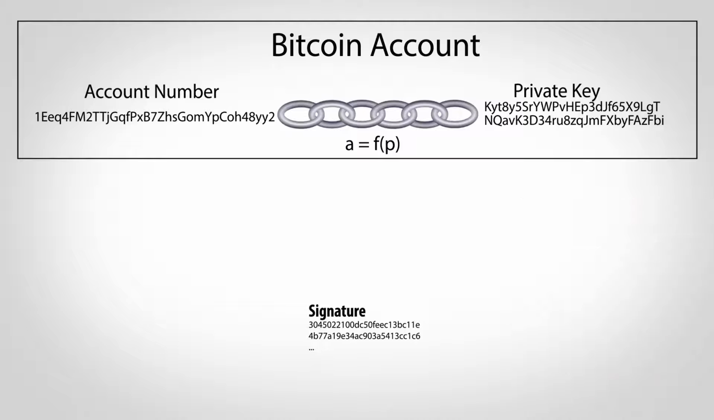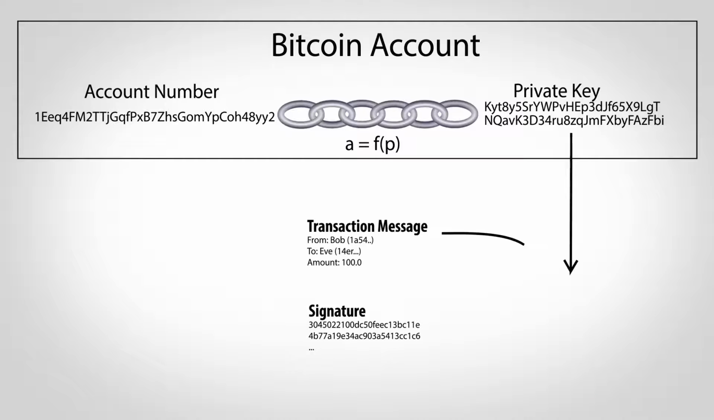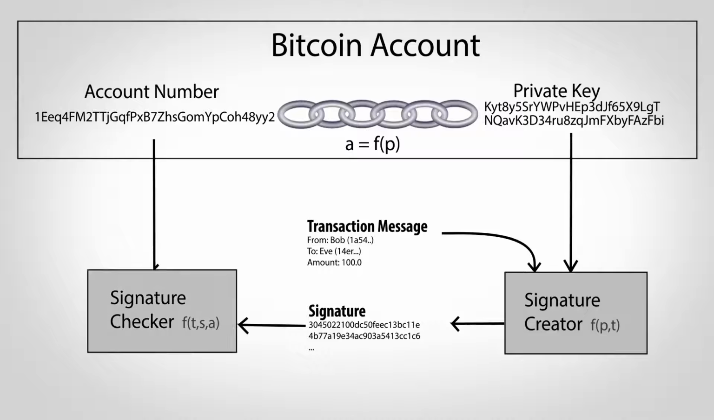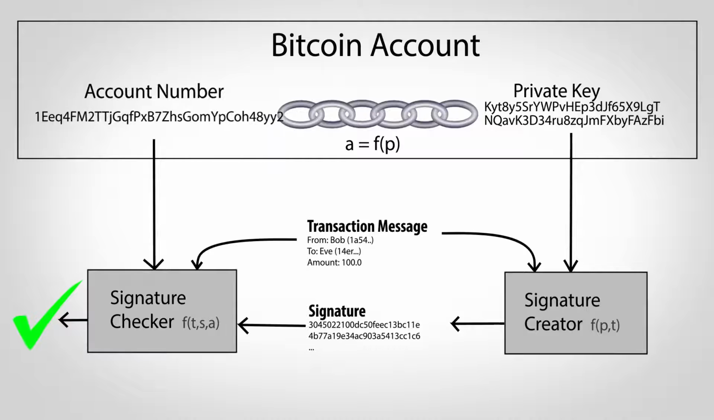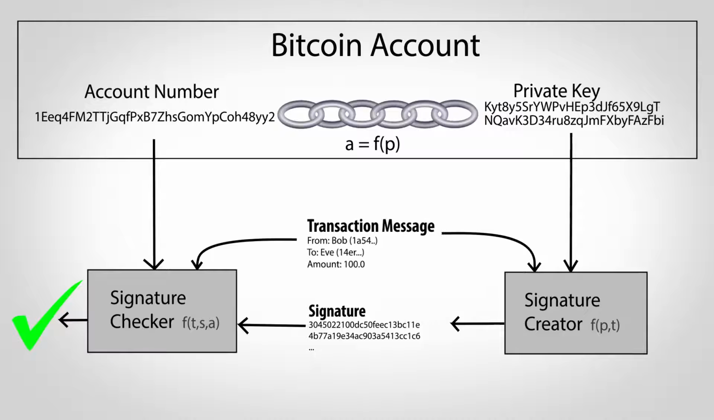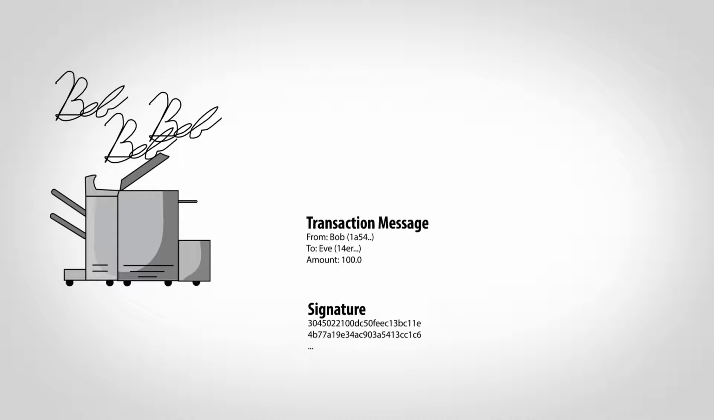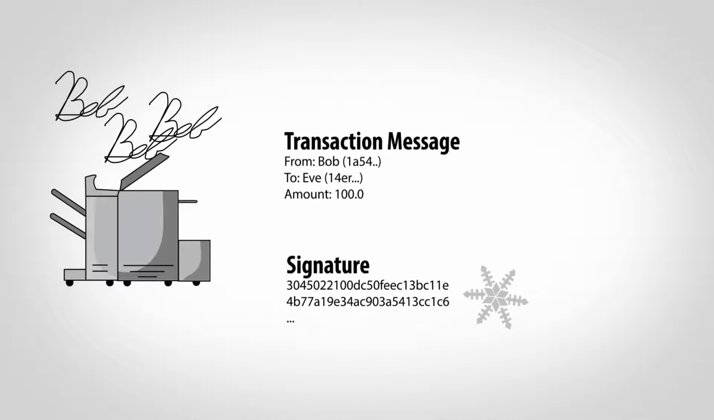To create a signature, a private key and the text from a transaction are fed into a special cryptographic function. Another function allows other people to check the signature, making sure it was created by the account owner and that it applies to that specific transaction. Unlike the handwritten version, these signatures can't be copied and reused in the future, as they're unique to each transaction.